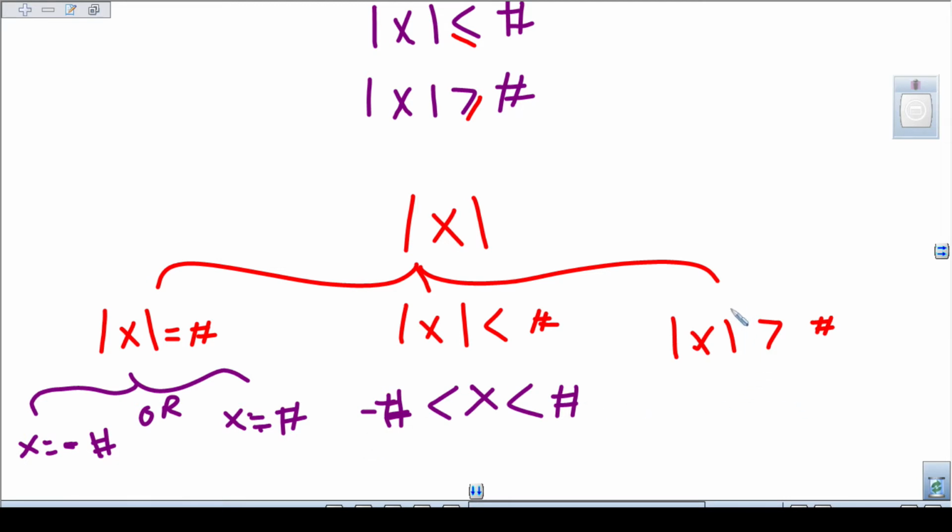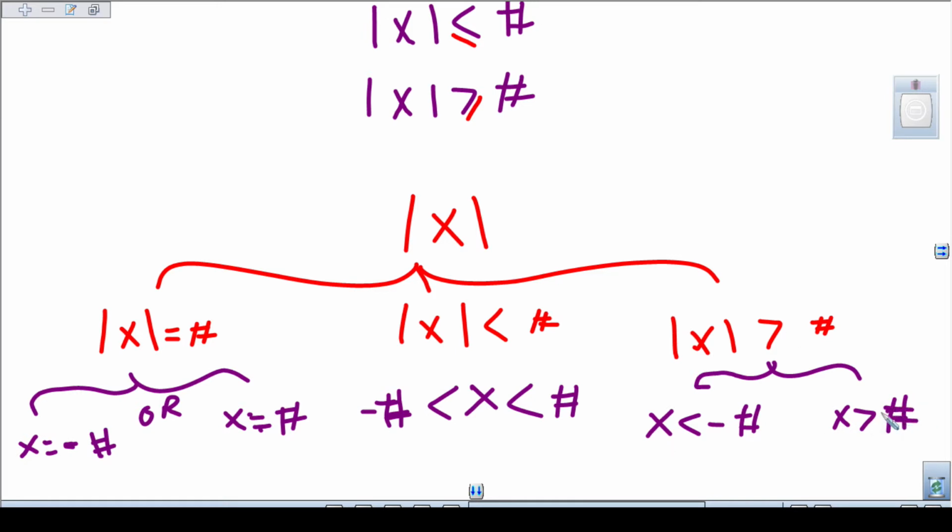Lastly, if you have an absolute value that is greater than the number, this is going to be a unique case. You're going to split, but you're going to be very careful when you split. This is going to be x is less than the negative of the number, and x is greater than the positive of that number. And obviously, we're going to talk about these in detail, okay? That's just a big picture here.